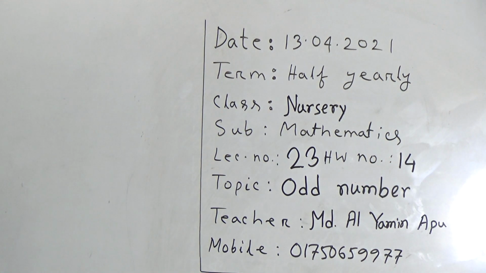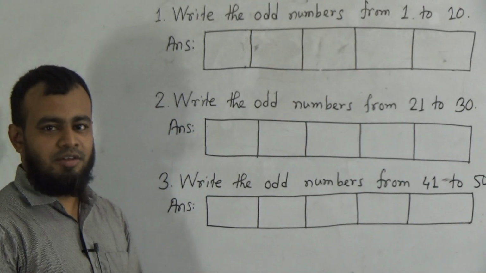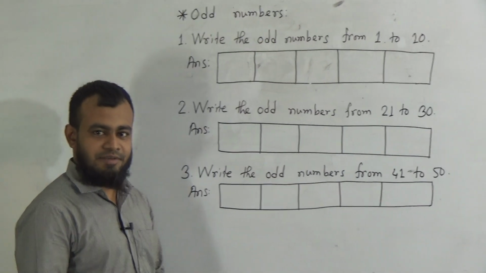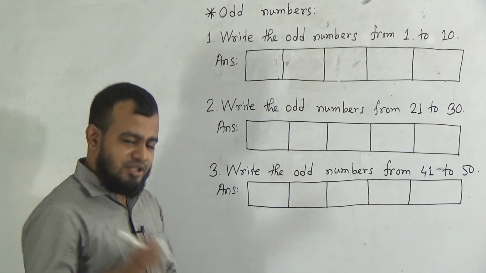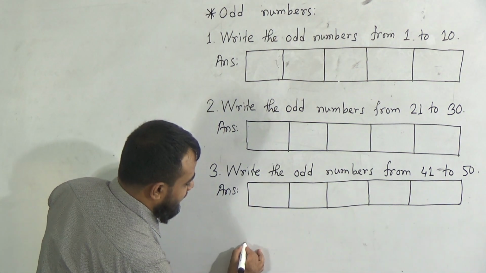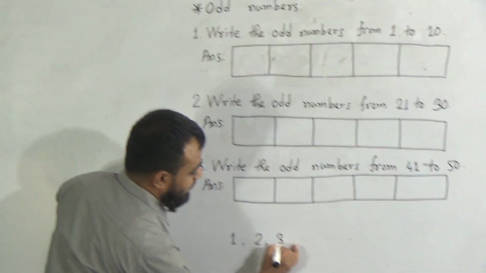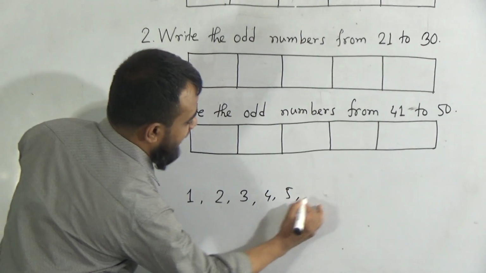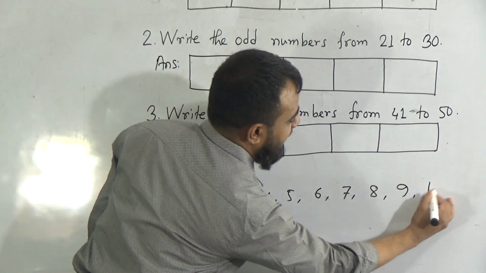Okay, dear students, let's start the odd number. Odd numbers are those numbers which have 1 or 3 or 5 or 7 or 9 in the ones place, but it is very critical to you. First of all, try to understand what an odd number is. I am writing down the numbers from 1 to 10: 1 2 3 4 5 6 7 8 9 and 10.